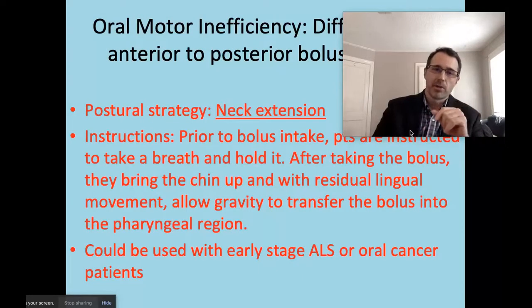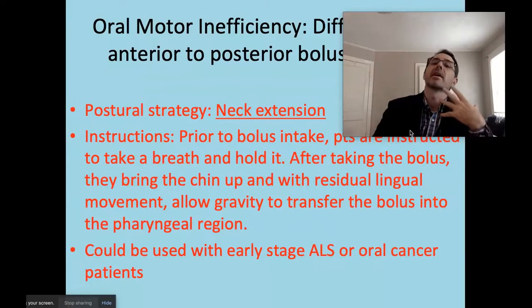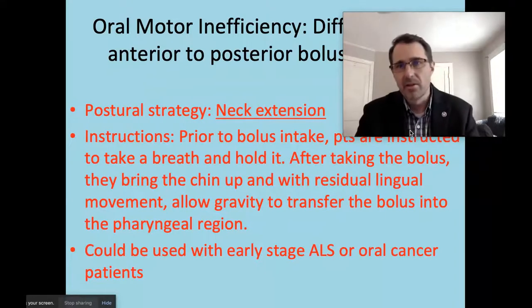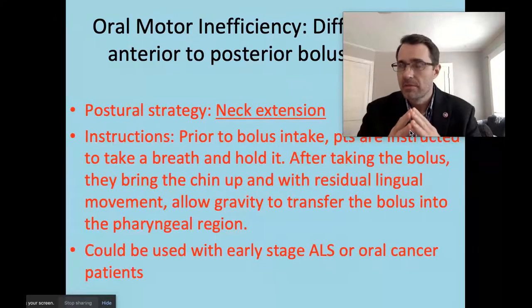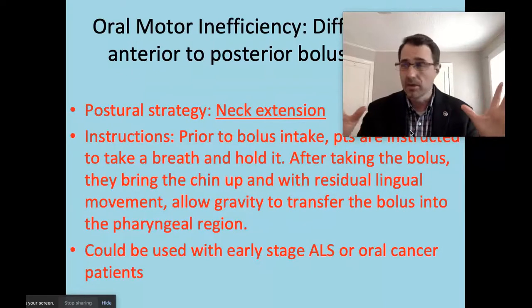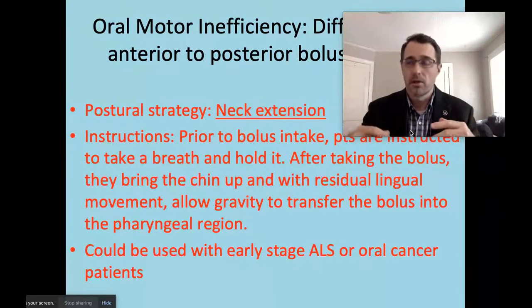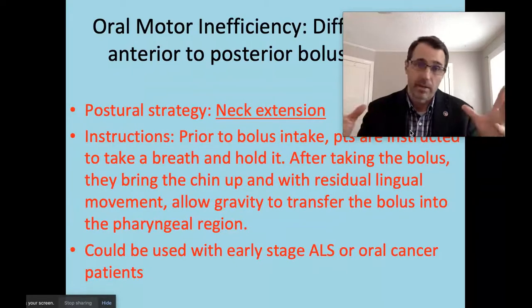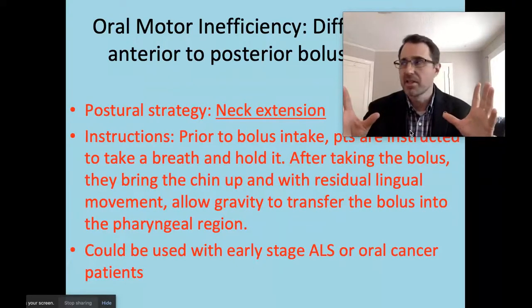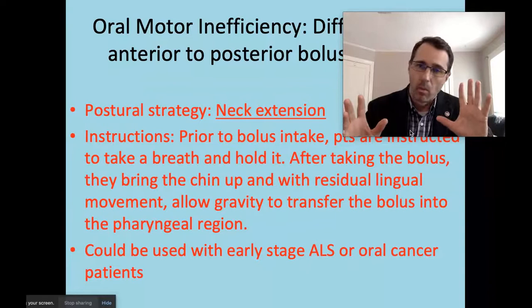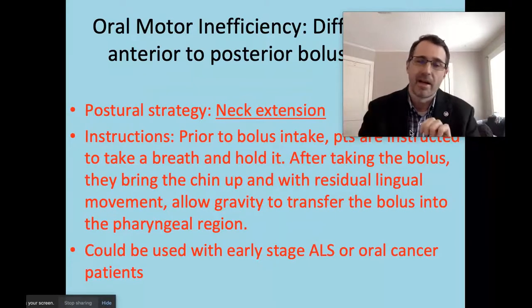The next postural strategy we're going to talk about is the opposite of the chin tuck. It is the neck extension, also known as the head up position. You're not going to use this very often. Like chin tuck, you're going to use chin tuck. If you work in a nursing home, you're going to be teaching chin tuck all day long. Neck extension is something you're going to do one time for every 49 patients that have chin tuck. So you don't employ it that often.